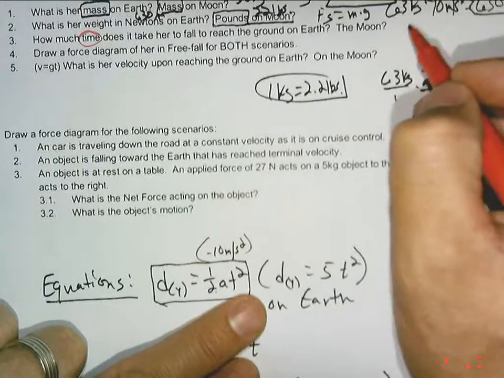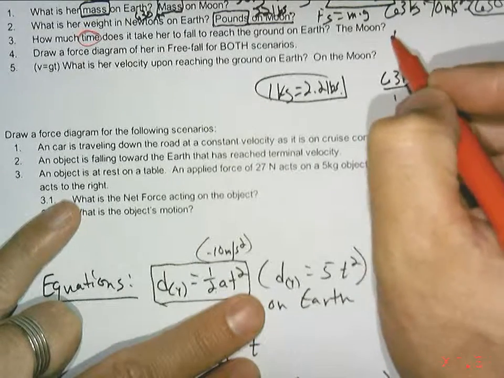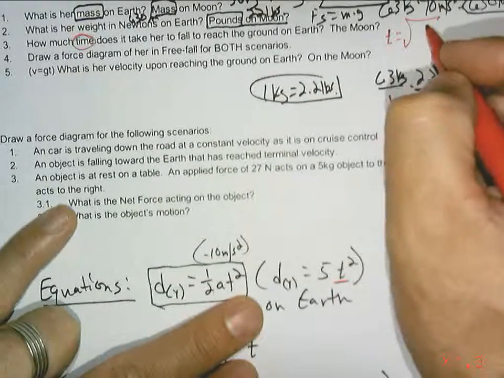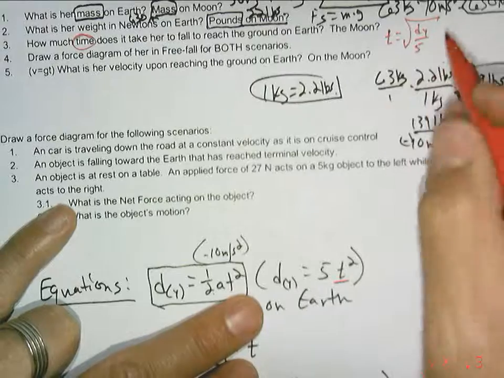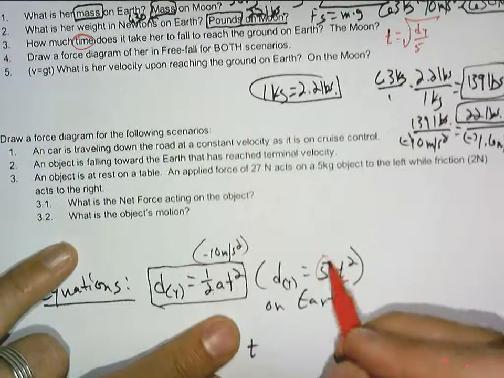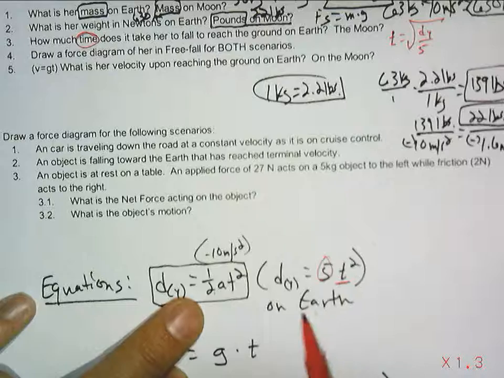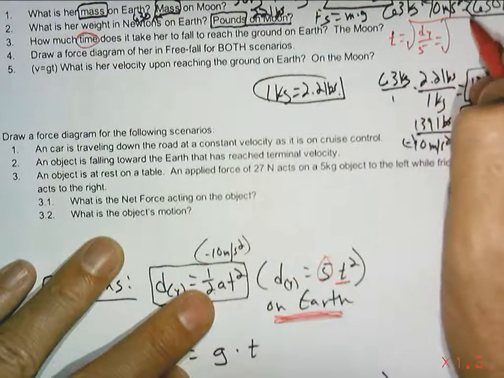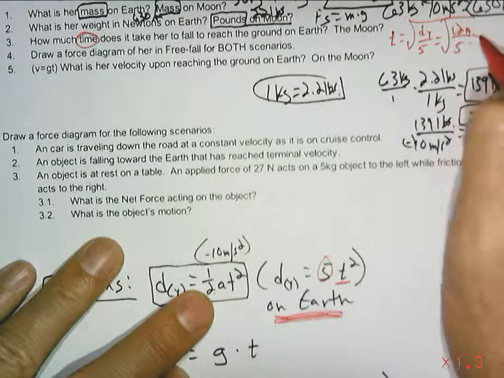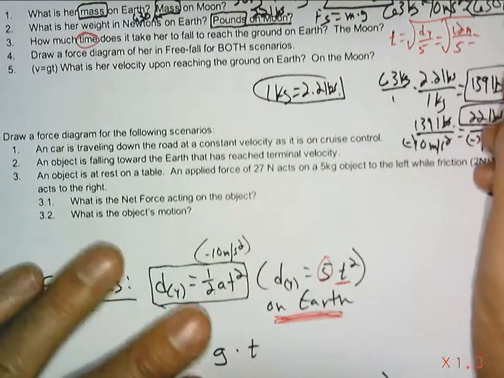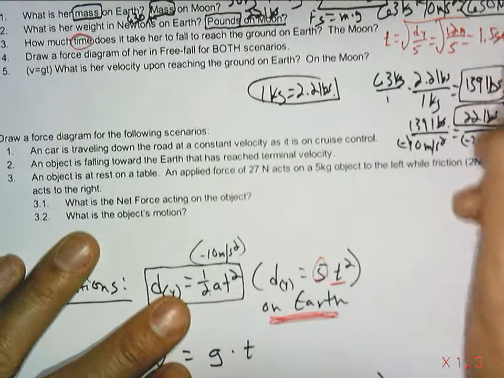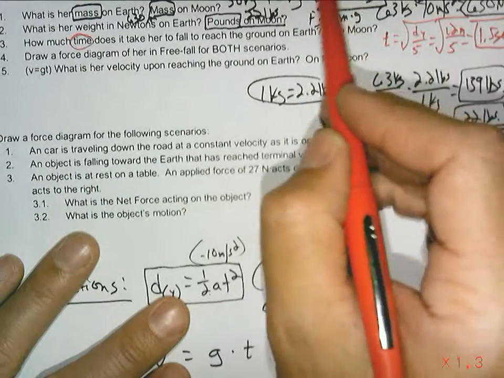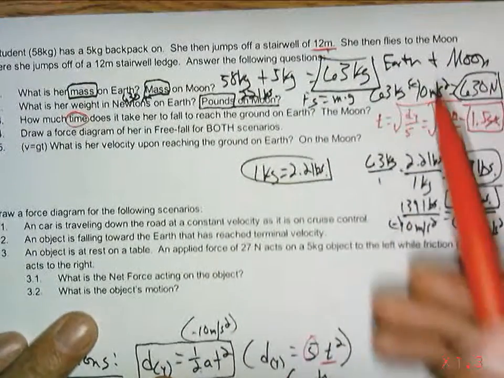How much time does it take her to fall to the ground on Earth? Well, t is going to equal the square root. We just isolated t here. So t is going to equal the square root of d of y over 5. Remember, this is on Earth. This is particular 1/2 of a on Earth. 1/2 of 10 is 5. This is important that you understand. So here I have the square root of 12 meters divided by 5, which gives me a time of 1.5 seconds. It would take 1.5 seconds for her to fall or jump off a stairwell of 12 meters on Earth. Make sure I get this in the picture.